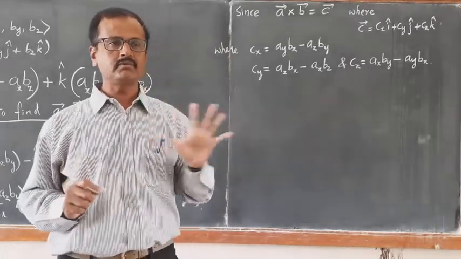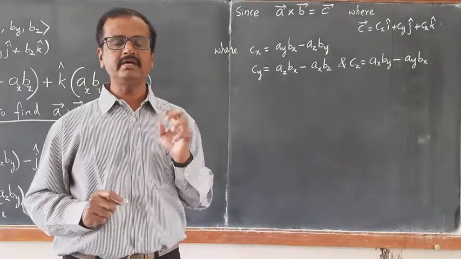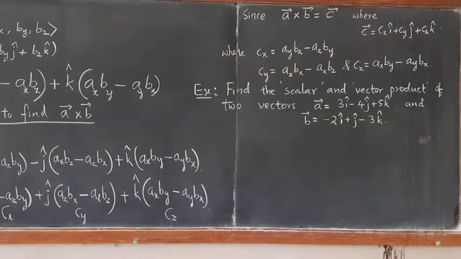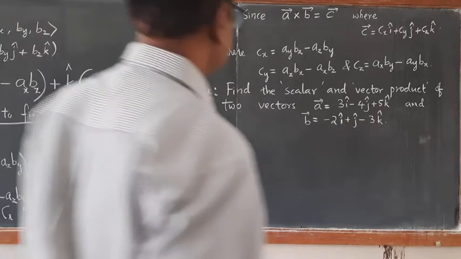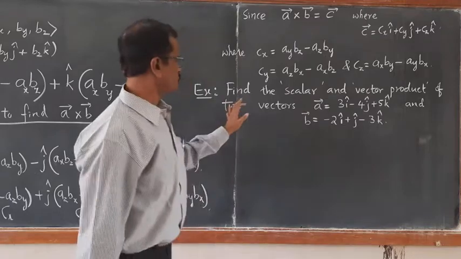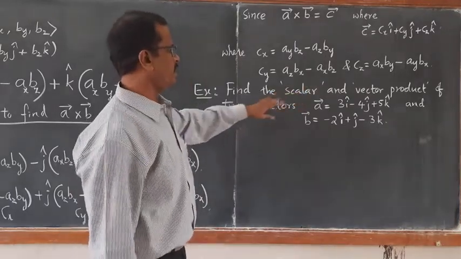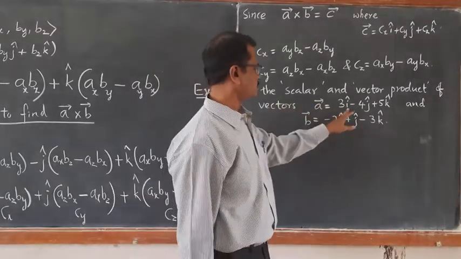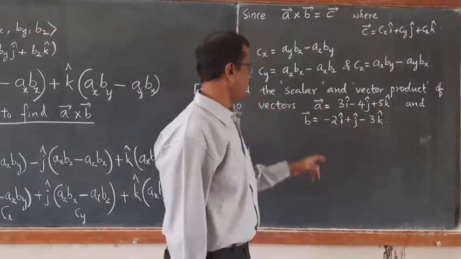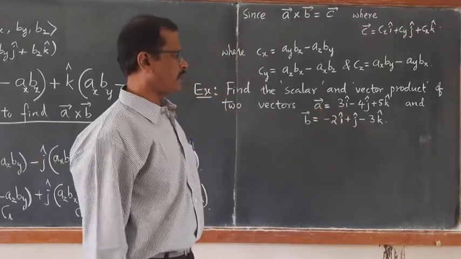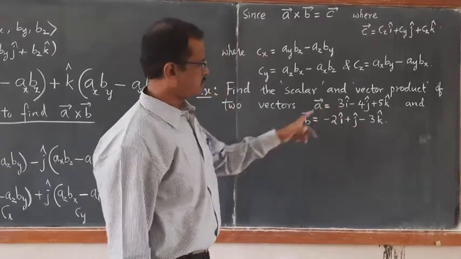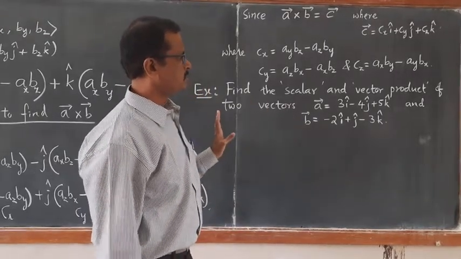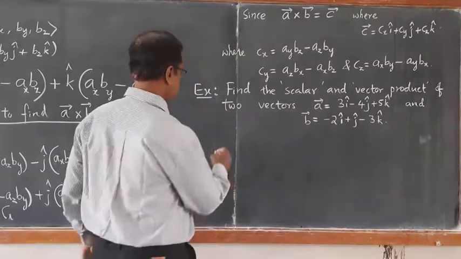Okay, now let us solve one simple problem based on cross product and scalar product. Listen here. The problem is to find the scalar and vector products of these given vectors. Two vectors are given. Vector A equal to 3i minus 4j plus 5k. Vector B equal to minus 2i plus j minus 3k. So first we will find out the scalar product. Very simple.